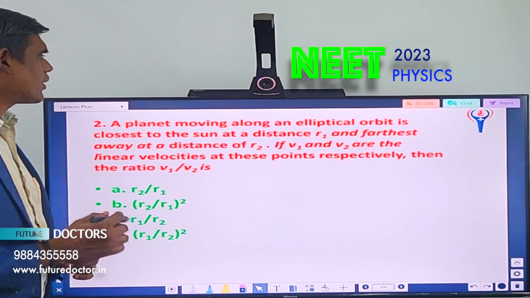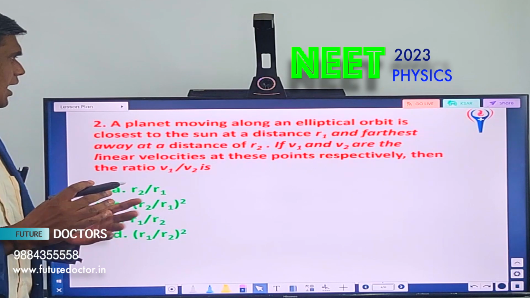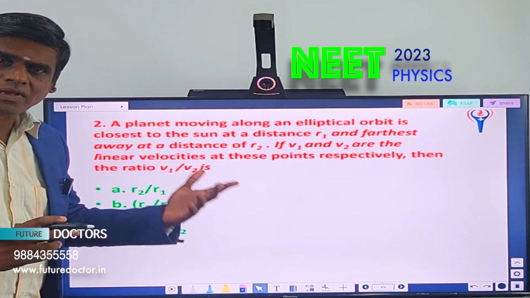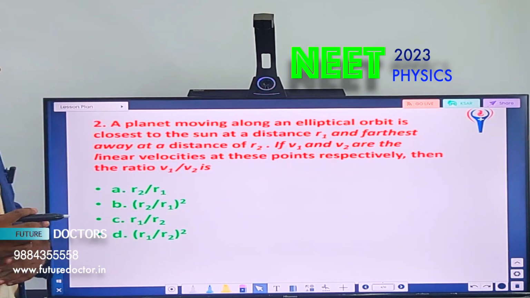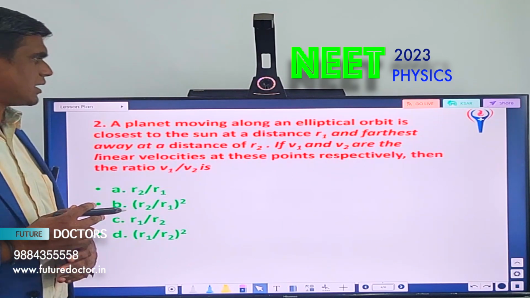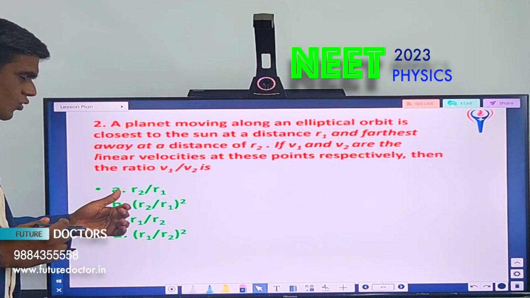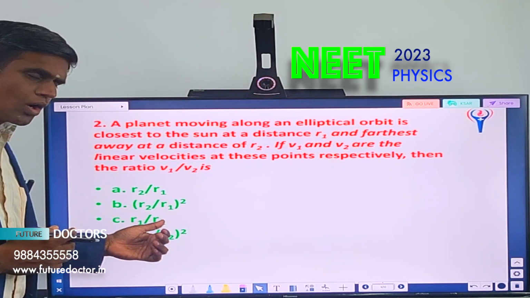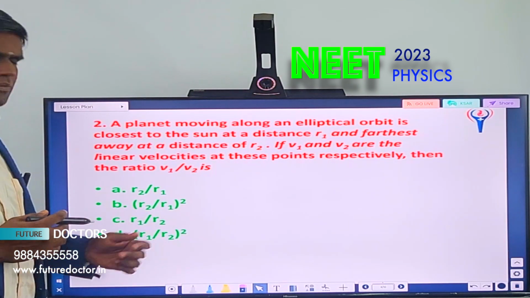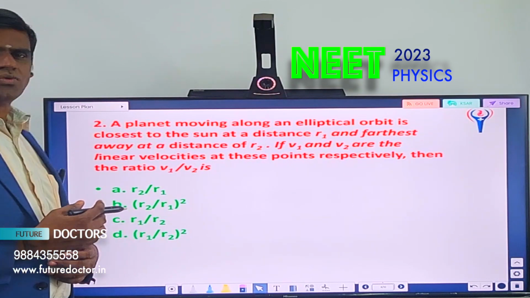A planet moving along an elliptical orbit is closest to the Sun at a distance r1 and farthest away from the Sun at a distance r2. If v1, v2 are the linear velocities at these points, then the ratio v1 by v2 is dash. Option A, r2 by r1. B option, r2 by r1 whole power 2. C option, r1 by r2. D option, r1 by r2 whole power 2.